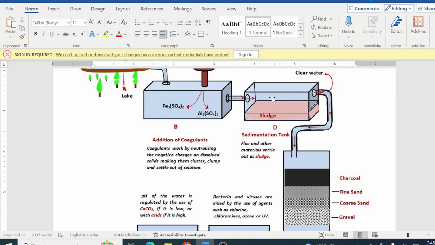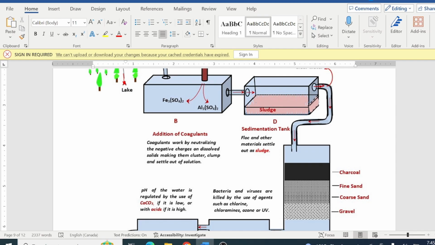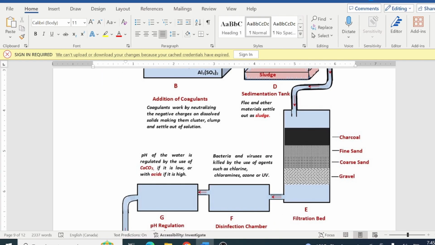So above here is the clear water there, okay? Now we still have to treat that clear water just to remove any remaining solids and stuff like that. So the water is then sent to this filter bed here. Filter bed consists of particles of different sizes. You have gravel here, you have coarse sand, fine sand, different grades of sand, and at the top here you have something called activated charcoal.